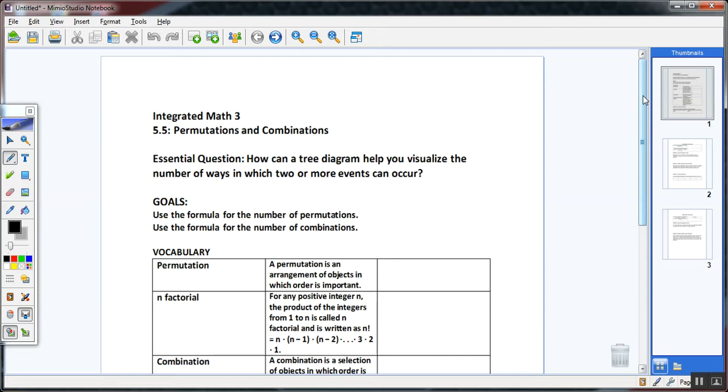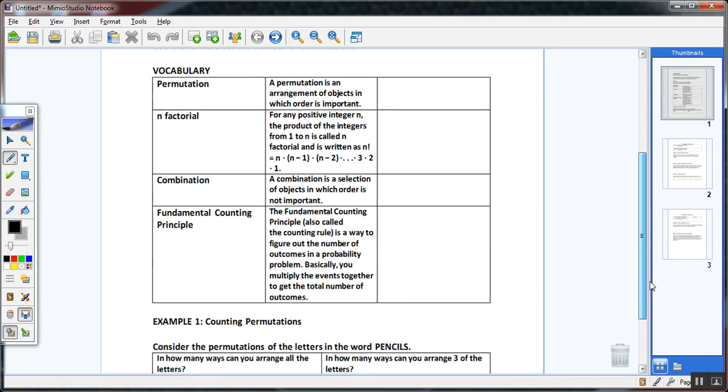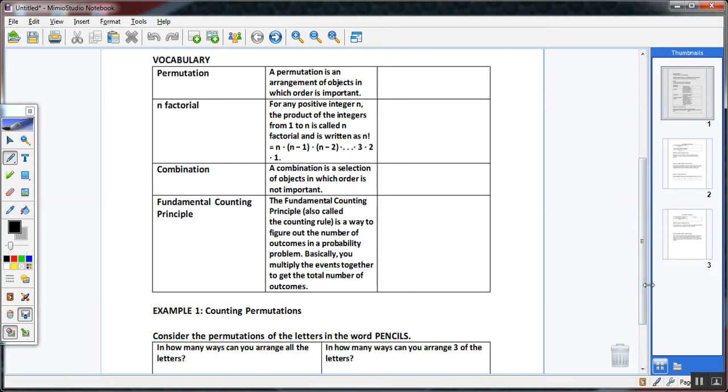But here's the deal today, kids. In order to answer that question, we need to use a formula for the number of permutations, and we're going to use a formula for the number of combinations. Let's make sure we understand the difference between the two. First of all, in our vocabulary, a permutation is an arrangement of objects in which order is important.